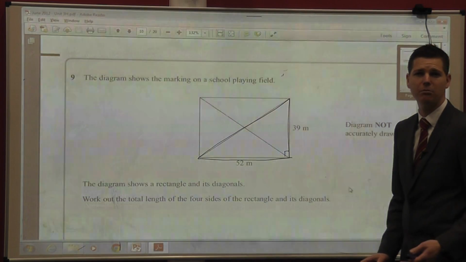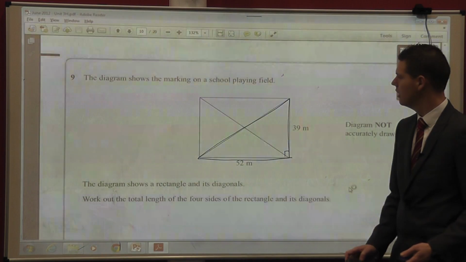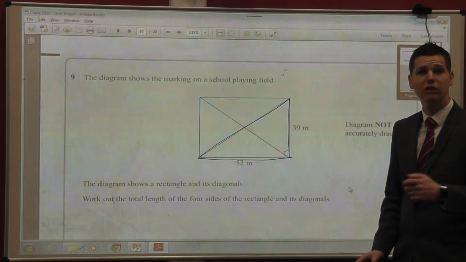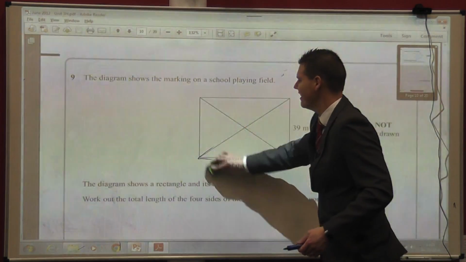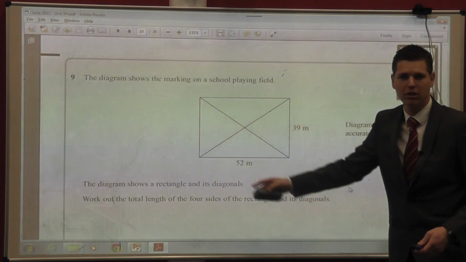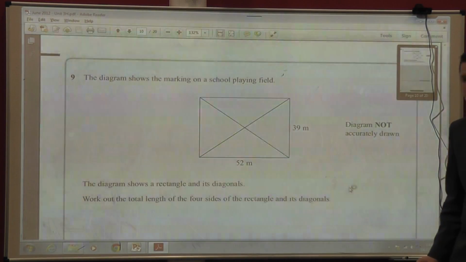There's another 5 marks that you should be looking at in the exam. The challenge there is obviously seeing that you're using Pythagoras to find out the length of the diagonal. Seeing in that shape the right-angled triangle, making sure you can see it there.